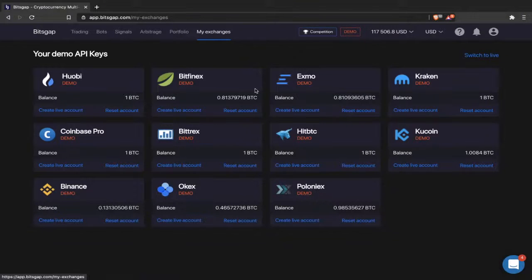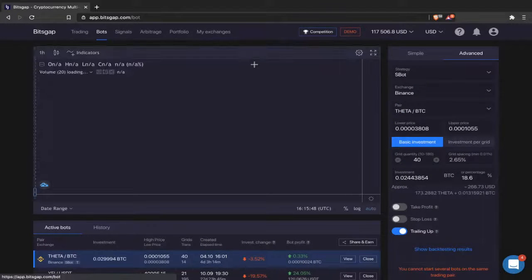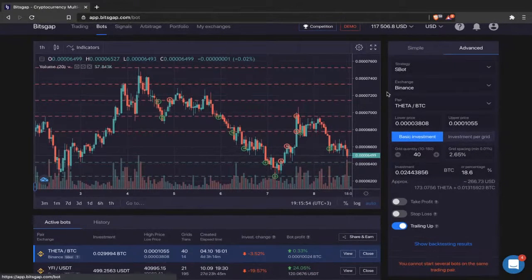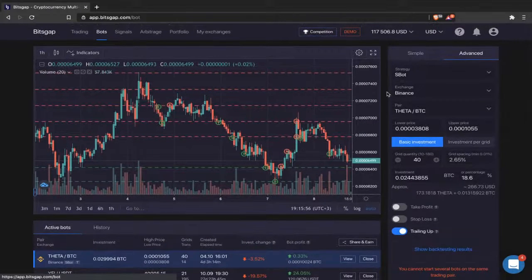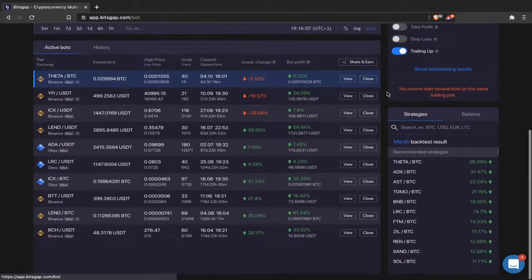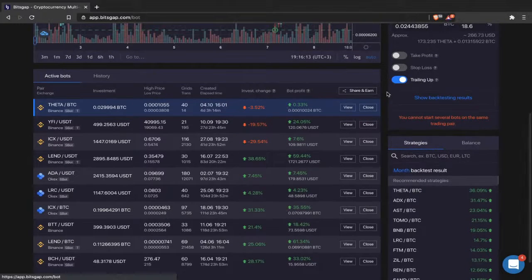So here you can see what are the exchanges, and notice that I'm currently on the demo mode, and that means that I'm using my virtual money to trade with, and that actually allows me to test strategies absolutely risk-free. So that's, in my opinion, maybe the biggest advantage of Bitsgap, that you can test and discover your optimal trading strategy before risking any real money.